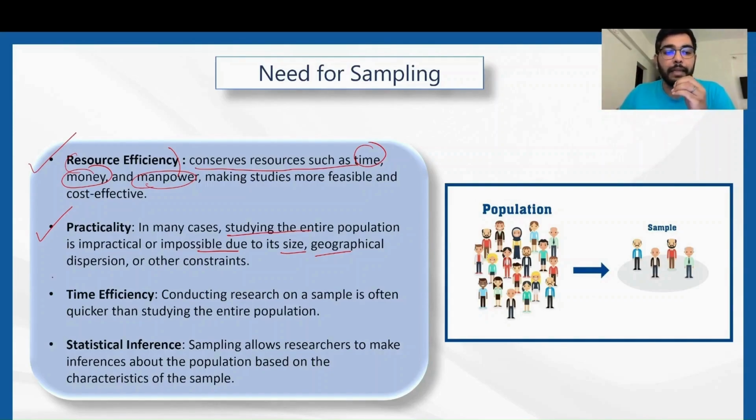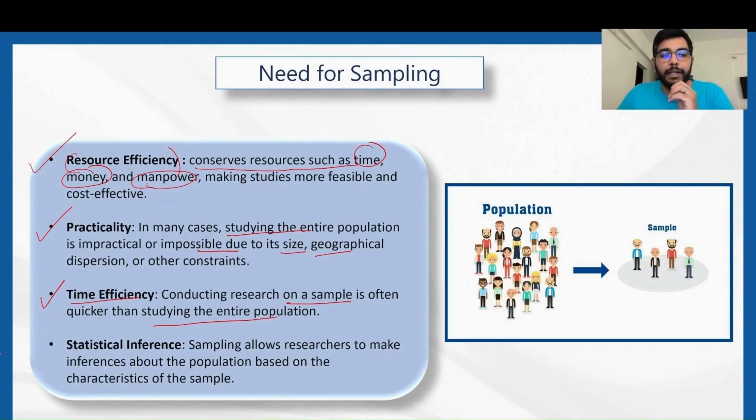The third advantage of sampling is its time efficiency. That is, conducting research on a sample is often quicker than studying the entire population. Obviously, if I were to study, infer, and get the data of 1.4 billion people versus the data and inferencing of just 10 lakh people, that is a subset of the whole population, it will be time efficient.